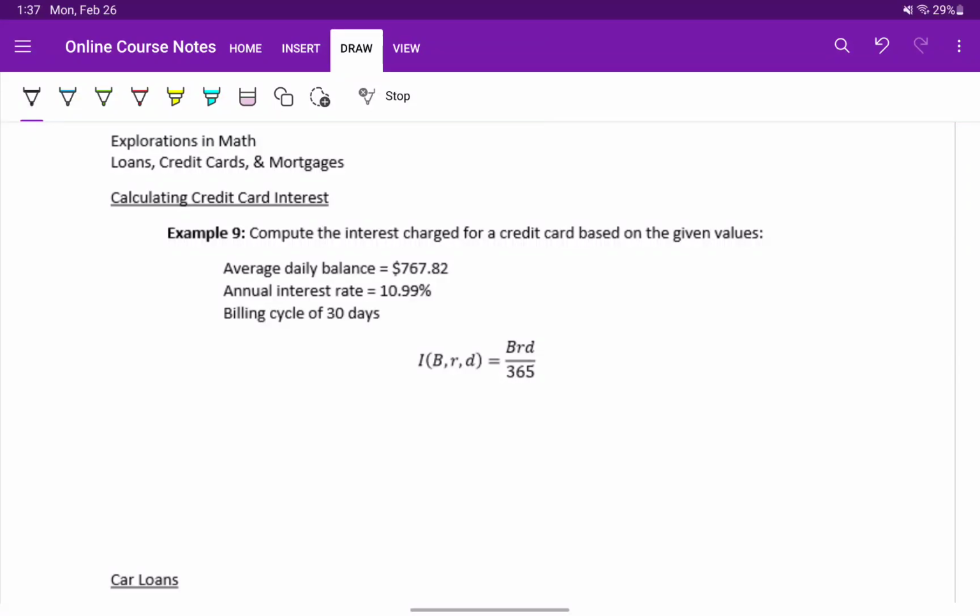Credit cards are just a pre-approved line of credit where obviously you can make purchases, pay bills, spend that money, and then interest is accrued as you pay off that balance.